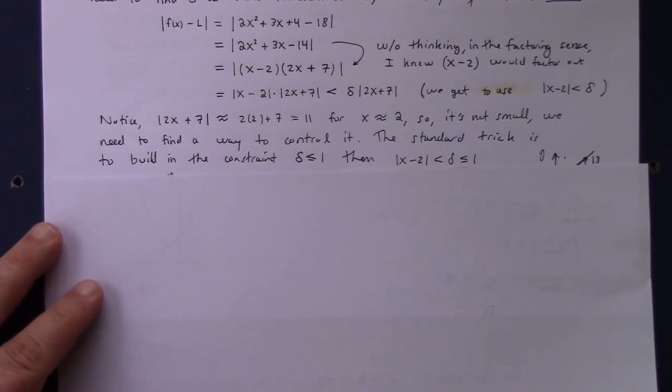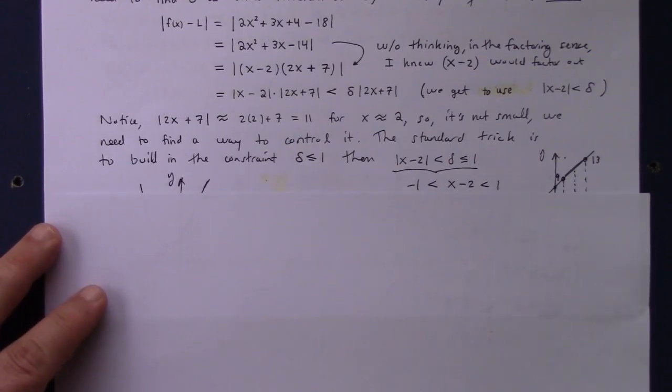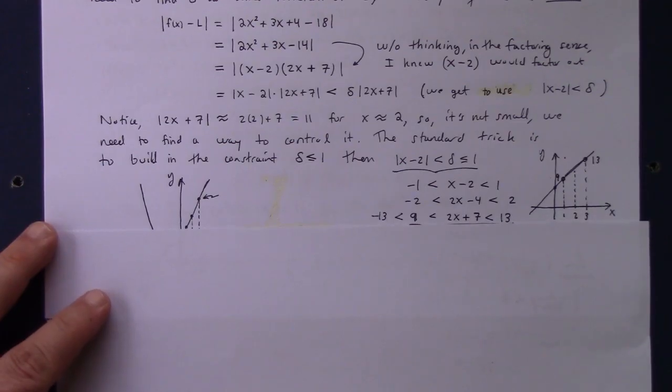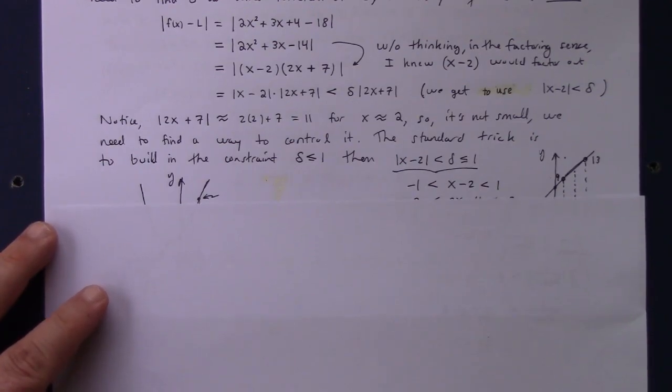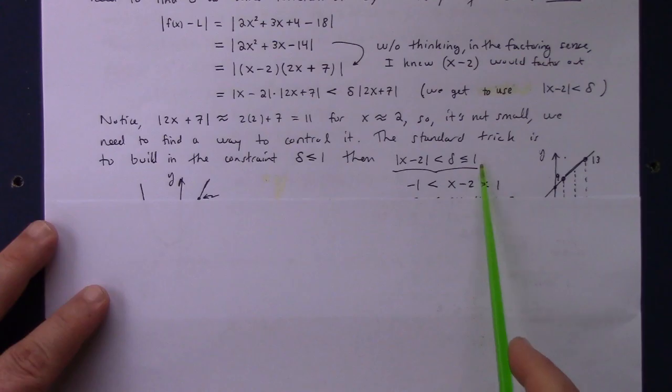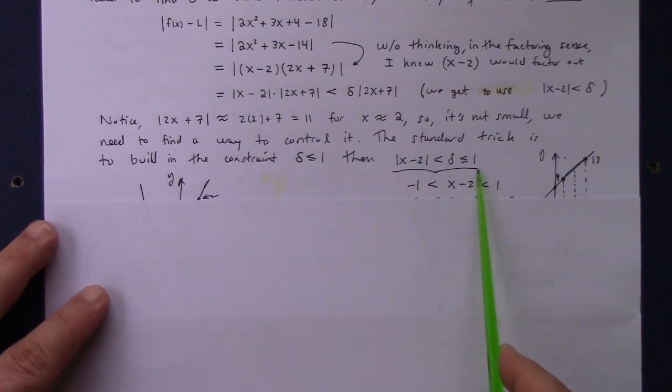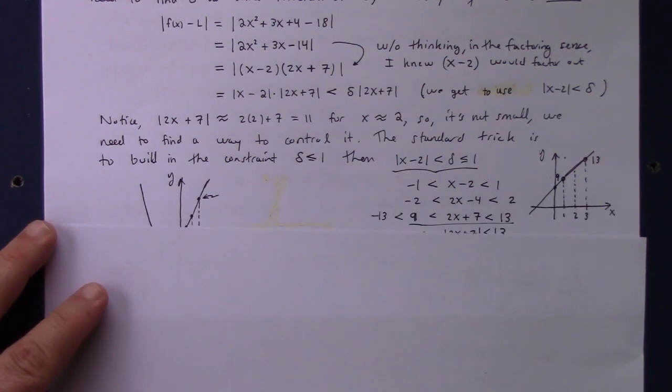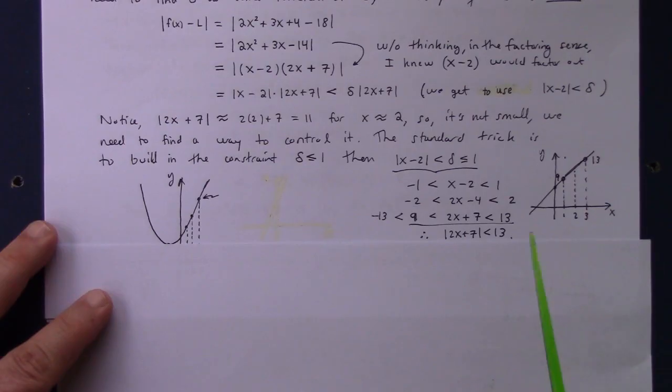we can choose it to be less than or equal to 1. And if we do that, that puts us within 1 unit of our limit point, right? Which means essentially that, notice that if the absolute value of x minus 2 is less than 1, that means that minus 1 is less than x minus 2 is less than 1, right? And then you can do some inequality steps here to get from this to that, which gives us that, ultimately, 2x plus 7 is actually between 9 and 13. You can kind of look at it graphically like that, right?